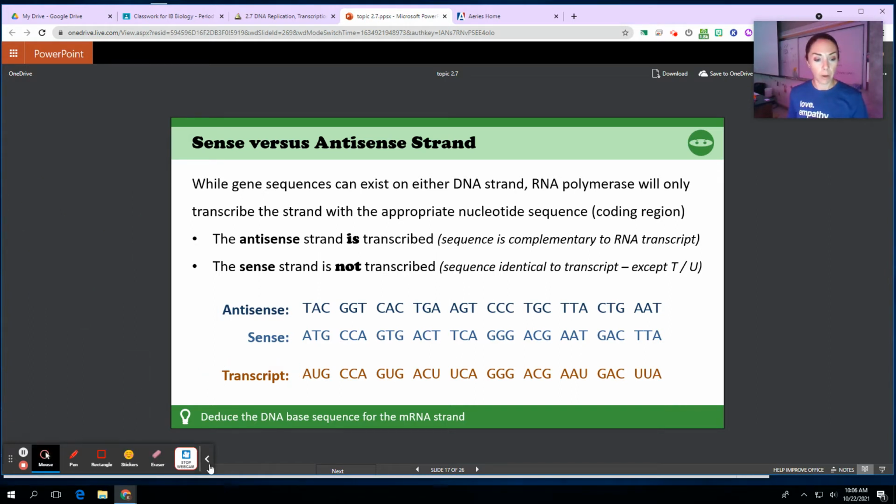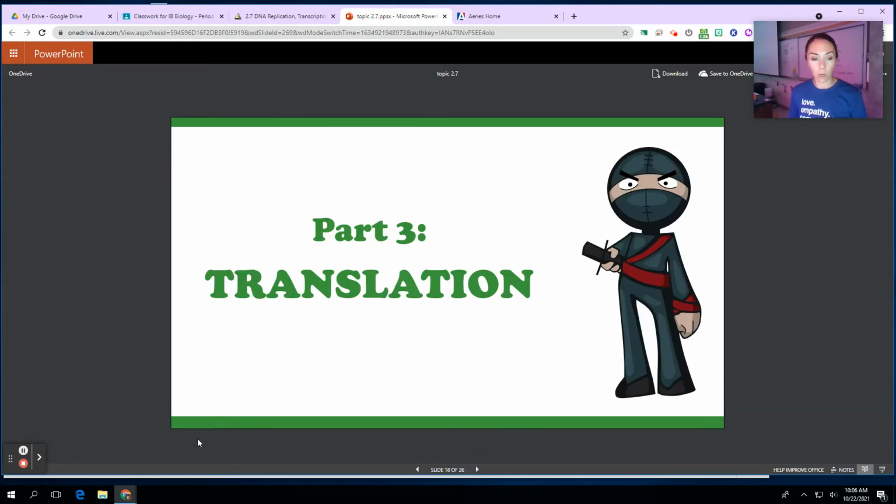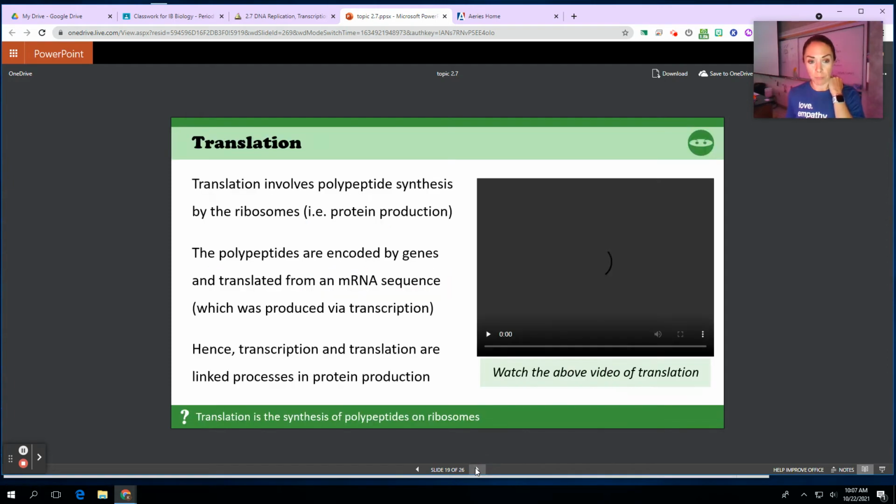Okay. After we have my sense and my antisense strand copied, it moves on to translation. I'm just going to keep going, but I might break this up. So part 3, translation. Now I have this written down in this code, and I'm going to move it on to my ribosome, where the protein is actually made.